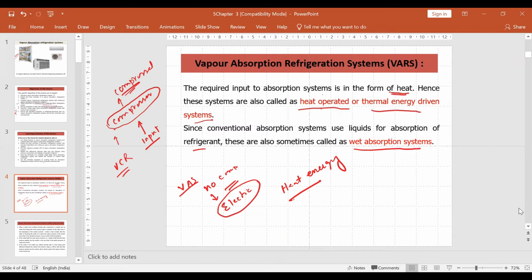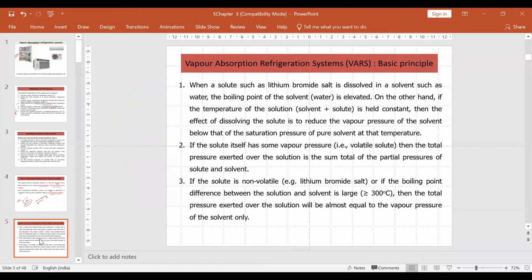Why is it called heat operated? Because heat energy is used in the refrigerator. So it is called heat operated or thermal energy driven system. Conventional absorption systems use liquid, so it is also called wet absorption system. So this is the basic definition of a vapor absorption refrigeration system. Now, basic principle.